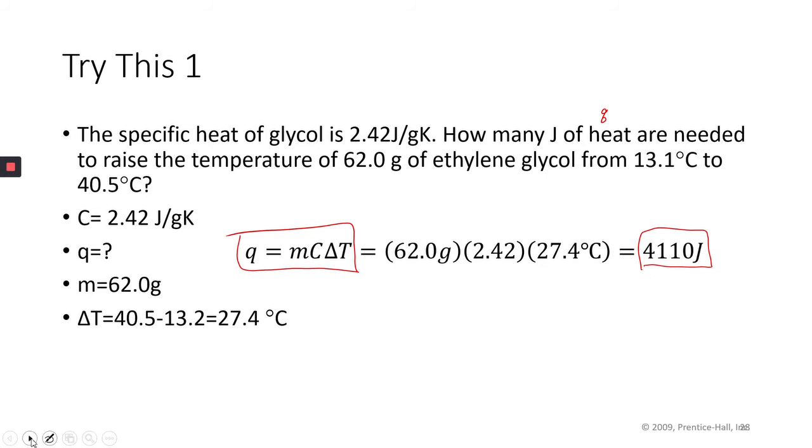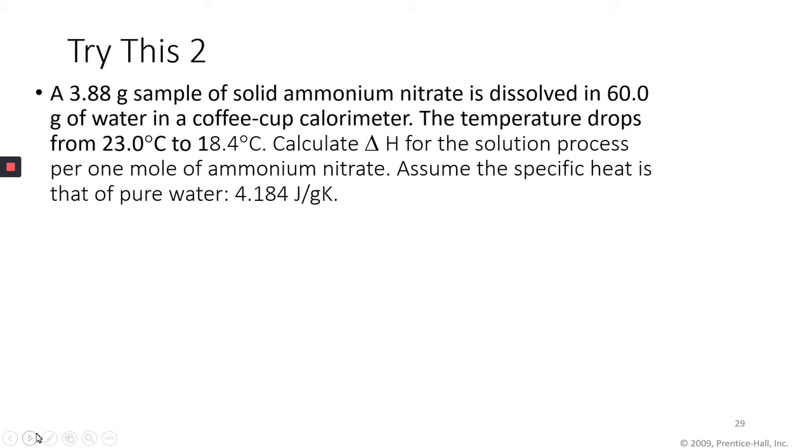All right, let's try this one. This one says that you have a 3.88 gram sample of ammonium nitrate dissolved in 60 grams of water. It's in a coffee cup calorimeter, which is just a styrofoam cup. The temperature drops from 23 to 18.4. Calculate delta H for the solution process per 1 mole of ammonium nitrate. Assume the specific heat is that of pure water. All right, so let's list everything we know. We have our mass of ammonium nitrate equal to 3.88 grams, and our mass of the water is equal to 60 grams.